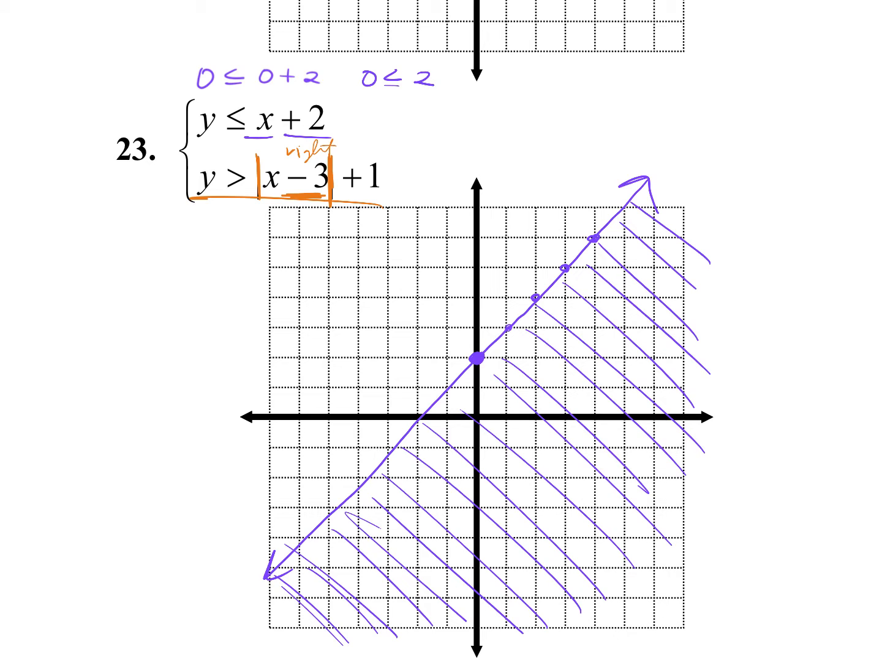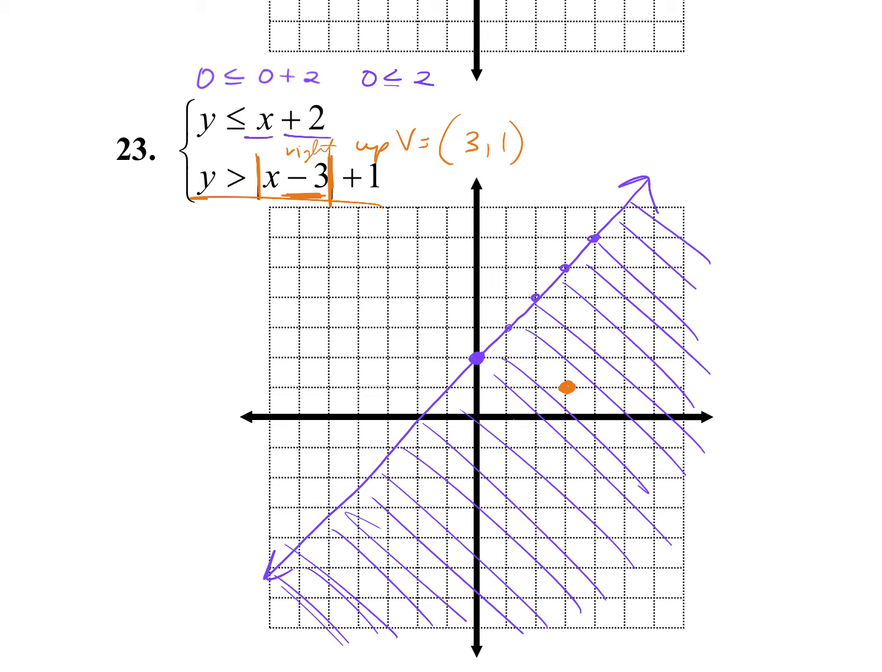Okay, and the plus 1 shifts you where? Up. Just up 1. So your vertex, if you will, is 3, 1, right? If you want to think of it that way. So 3 to the right and 1 up puts your vertex right here.